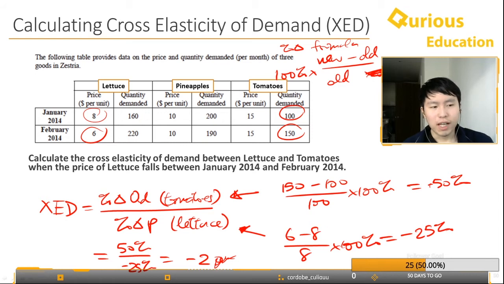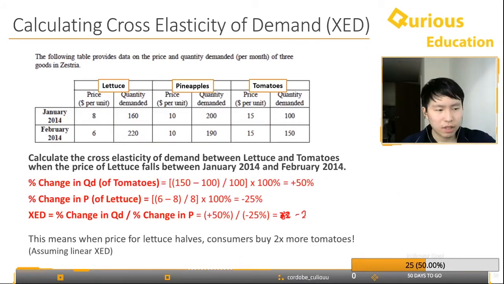So tomatoes and lettuce will be complements for each other. So meaning if you buy more lettuce, you most likely would want more tomatoes. And if the price of lettuce decreases, you would buy more lettuce and hence buy more tomatoes. So again, because we've got one positive number and one negative number, you would end up with minus 2. Okay.